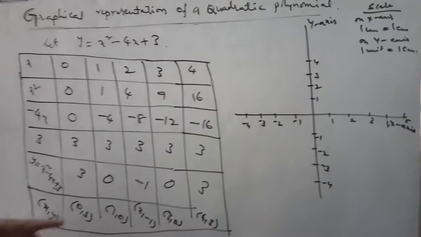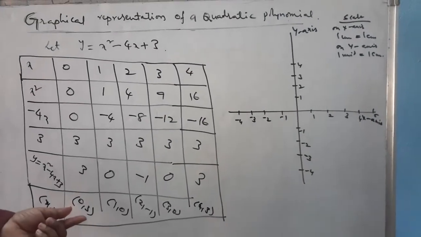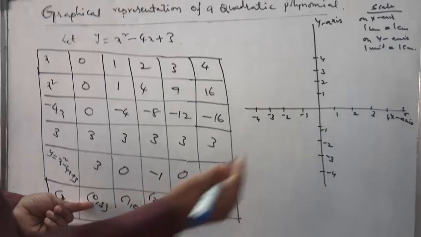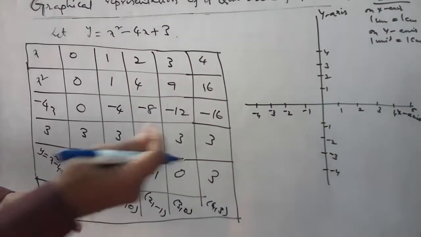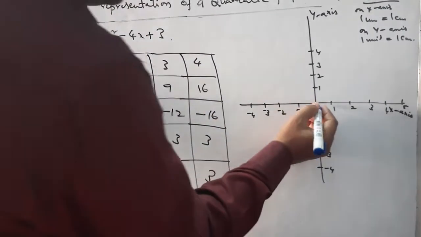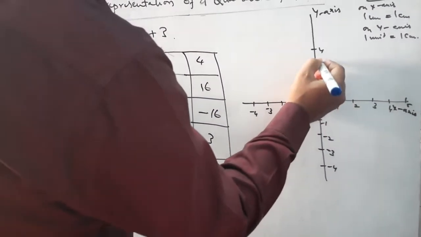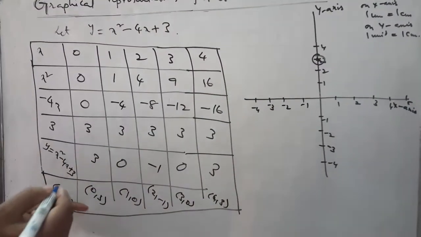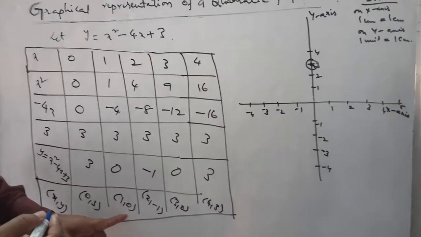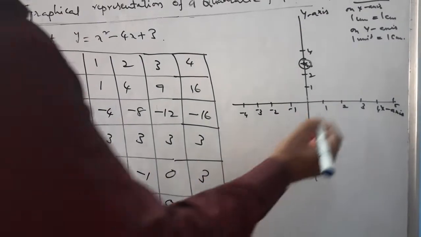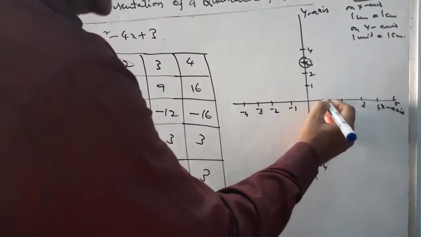So for this one, here (0, 3). How to plot (0, 3)? First of all, we take 0 on the x-axis. Later, 3 is a positive value, so we move upside 3 units. So we get 1, 2, 3. This is the point (0, 3). Next, (1, 0). Here the x coordinate is 1, so we take 1 on the x-axis, and 0 means it remains the same.